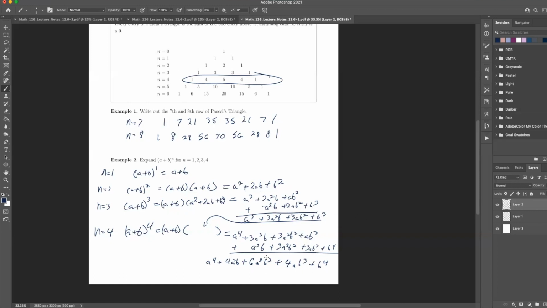Because of the staggering, I get the same coefficients here. So here are the coefficients for this. Here I have 1, 3, 3, 1. That's the same here as 1, 3, 3, 1. And so here I have a to the fourth, so that'd be 1, 4, 6, 4, 1 for my coefficients.